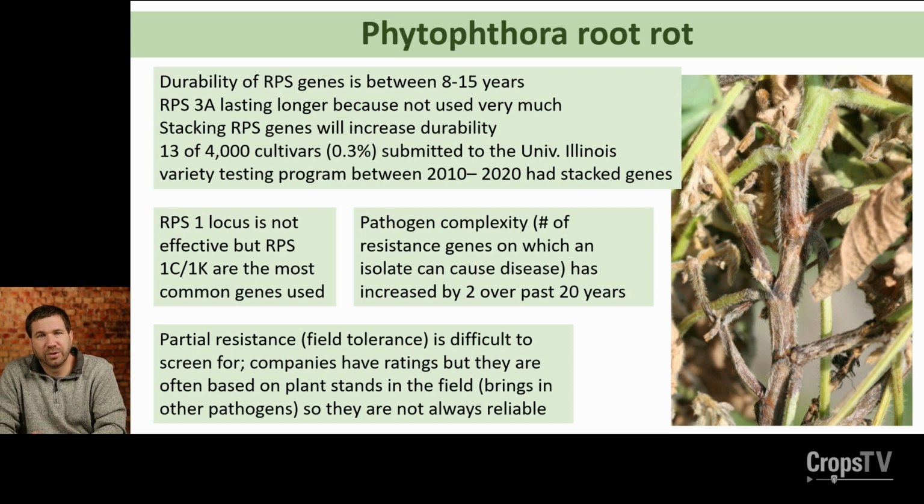The last thing that wasn't really mentioned a lot in the manuscripts, was sort of in the discussion a little bit, was partial resistance. This is an option. There's a lot of varieties out there. There's companies that certainly spend a lot of time trying to figure out what the partial resistance is for each variety. But this is difficult to screen for, just to give the companies a little bit of a pass. This is not as clear cut as the RPS genes. And so sometimes these ratings are based on plant stands, which means that there's maybe other pathogens that are at play. And so what we found in a couple of instances is that these partial resistance ratings aren't always as reliable as we want them to be.